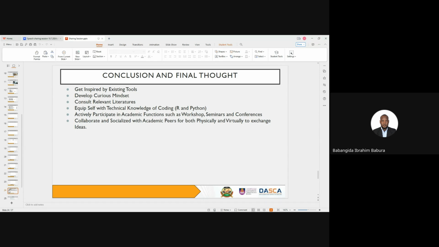Equipping yourself with technical knowledge of coding is very essential, especially when you want to develop a particular tool. You must have some coding knowledge; for example, I use R and Python in most of my work. There are so many other coding and even more interactive tools that you can use to develop your own journey. Actively participate in academic functions such as this kind of talk, workshops, seminars, and conferences, and collaborate and socialize with academic peers, both physically and virtually, to exchange ideas. These are my specific conclusions for someone who wants to develop any visual analytic tool for any insight that you want to contribute.